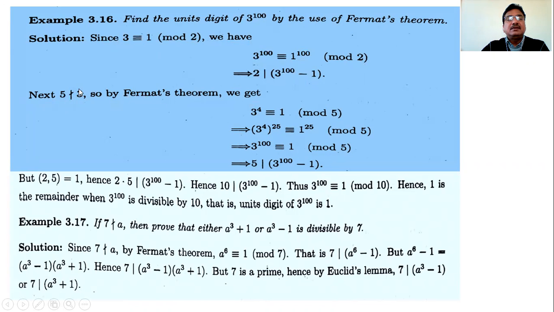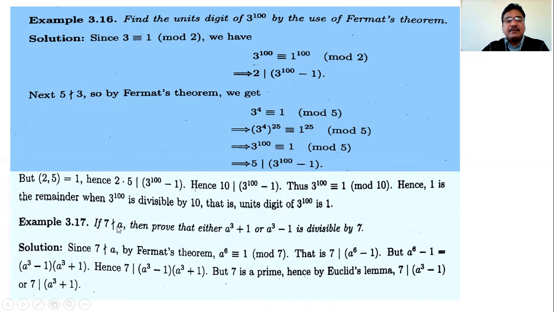Therefore by Fermat's theorem, 3 raised to 5 minus 1, that is 3 raised to 4, is congruent to 1 modulo 5. Taking the 25th power of both sides, 3 raised to 100 is congruent to 1 modulo 5, so 5 divides 3 raised to 100 minus 1. The greatest common divisor of 2 and 5 is 1. Hence 2 into 5, that is 10, divides 3 raised to 100 minus 1, and thus 3 raised to 100 is congruent to 1 modulo 10. Hence 1 is the remainder when 3 raised to 100 is divided by 10, and that is the unit digit of 3 raised to 100: it is 1.